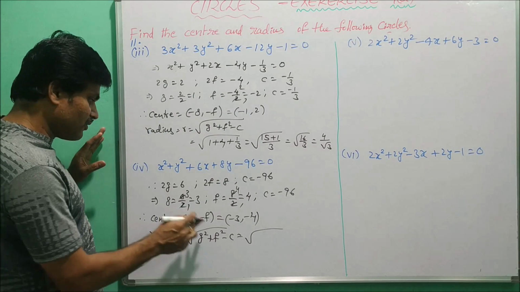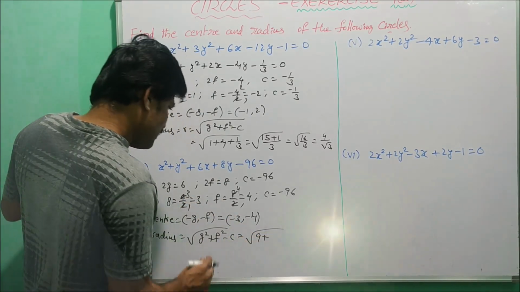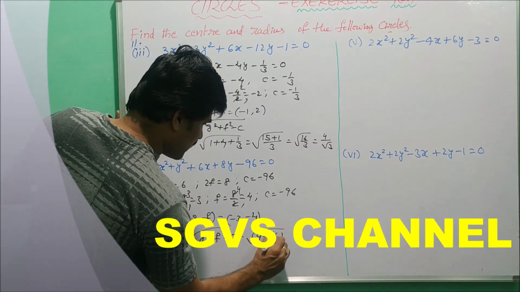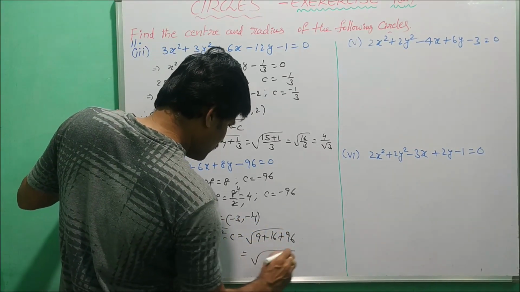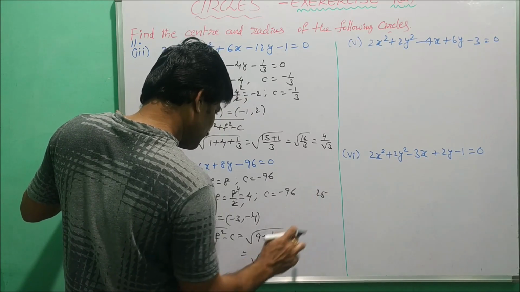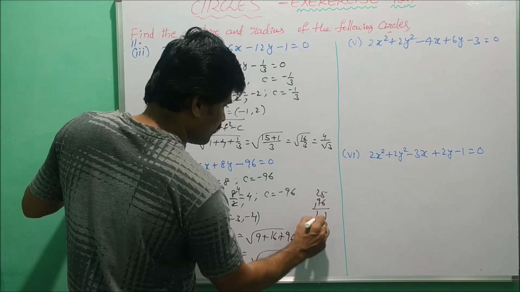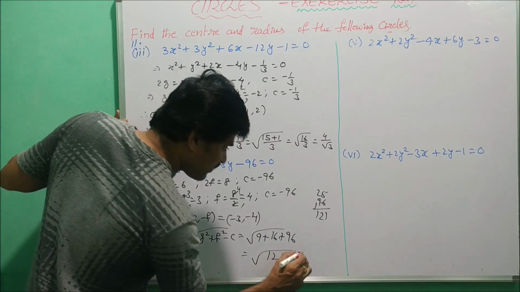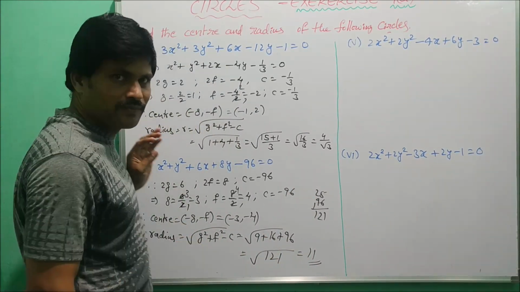Now substitute the values in the square root. g square means 3 square, 9, plus f square, 16, plus 96, minus of minus is plus 96. Here it can be simplified: 16 plus 9 is 25, and 96, so 121. So the square root of 121 is 11. So 11 is the radius of the circle.